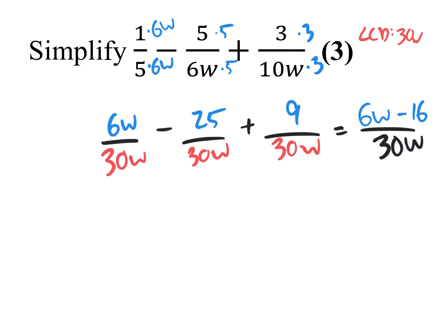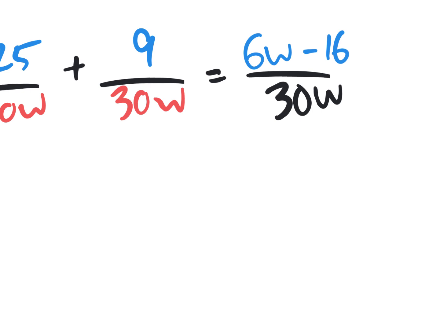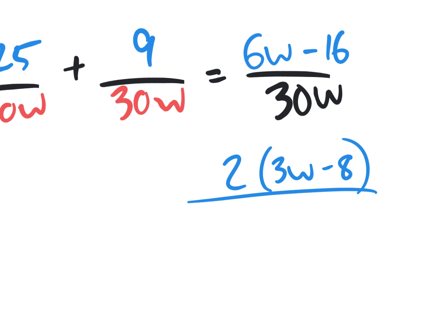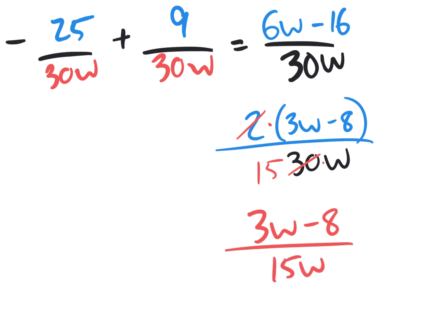However, whenever you have a fraction as an answer, you're supposed to try to simplify it, reduce it. And in this case, you could take that 6W minus 16 and you could pull out a GCF of 2. That way you'll have a 3W minus 8 inside over the 30W. And why do we do that? Because now we do have multiplication and multiplication, which means you could cancel out the 2 with the 30 and get a 15. So your final answer should be 3W minus 8 over 15W.